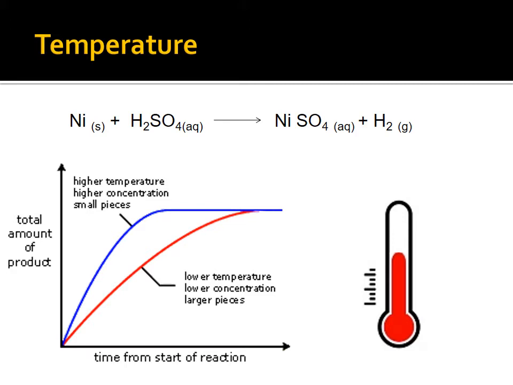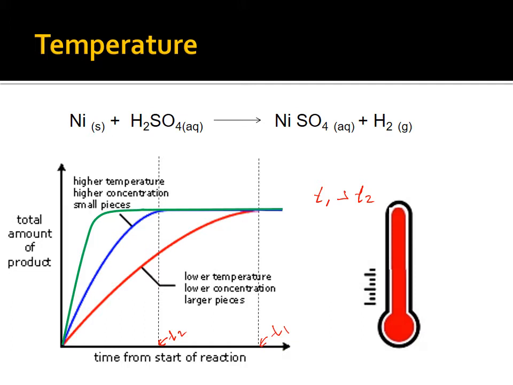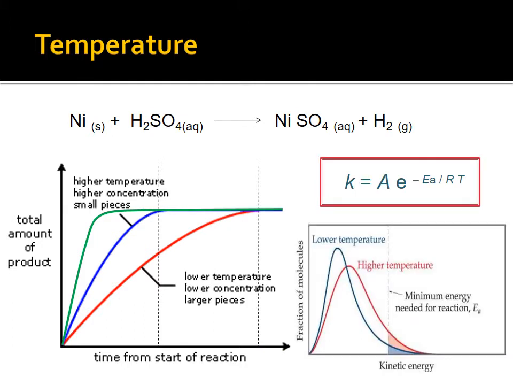The next factor affecting the rate of the reaction is temperature. If you react at a low temperature, the reaction is slower than at a high temperature. Therefore, the time taken at the low temperature T1 and the time taken at the high temperature T2 show that T1 is higher than T2. If you increase the temperature, the reaction will take place faster. This equation is called the Arrhenius equation, and it represents the temperature dependence of the rate. We can discuss this later.